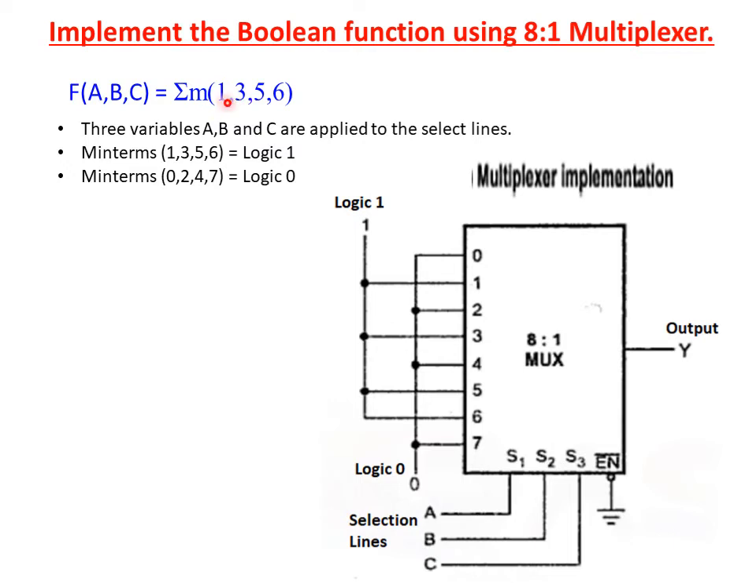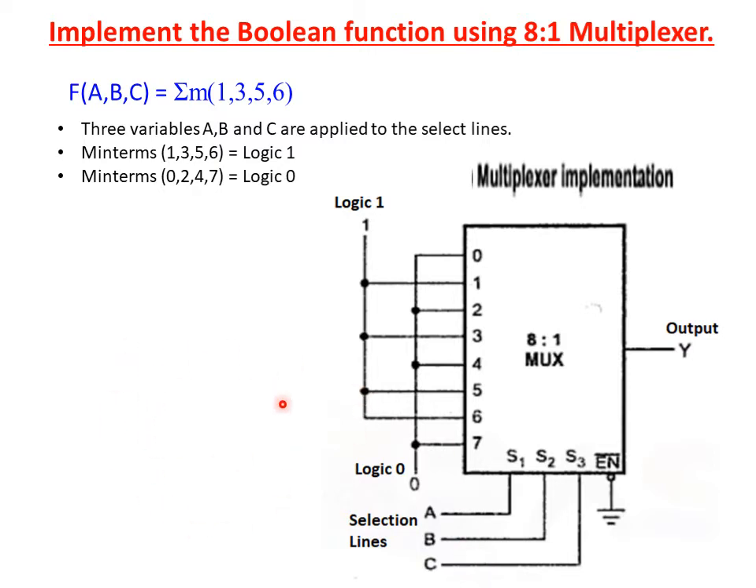So the remaining four minterms are considered as logic 0. The 8 inputs we are applying are logic 0 and logic 1. So the logic 1s are 1, 3, 5, 6 and logic 0 inputs are 7, 4, 2, 0, and the selection lines are A, B, C.